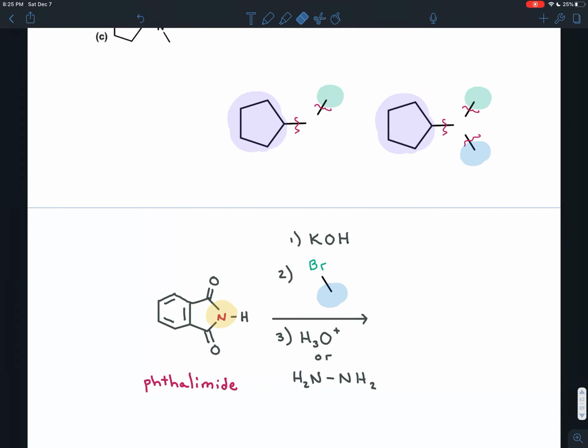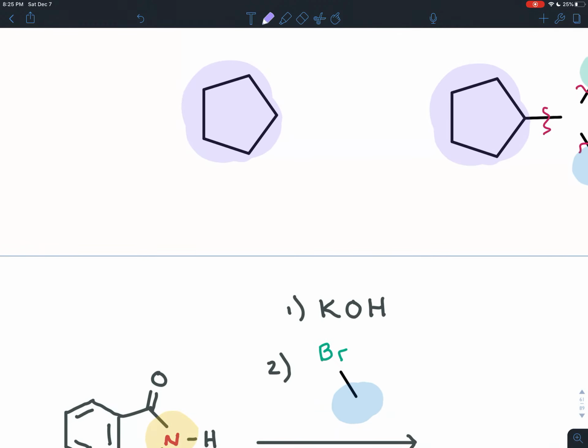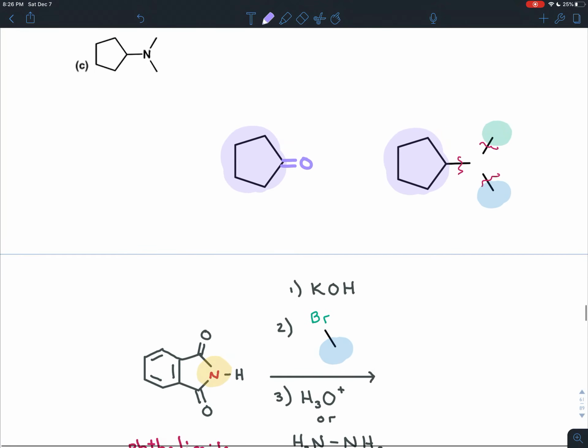Now, for the others, we have to attach using the reductive amination. So where the nitrogen, well, let's first think about the purple one. Where the nitrogen was attached, add a carbonyl. And then likewise for the green one, where the nitrogen was attached, add a carbonyl.